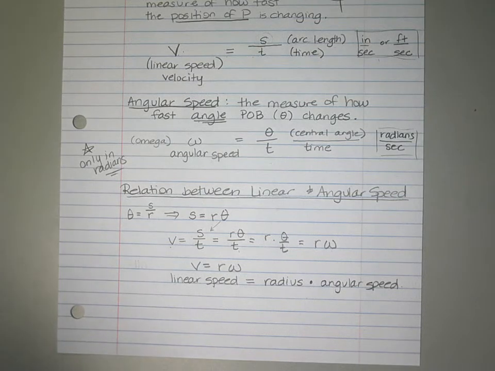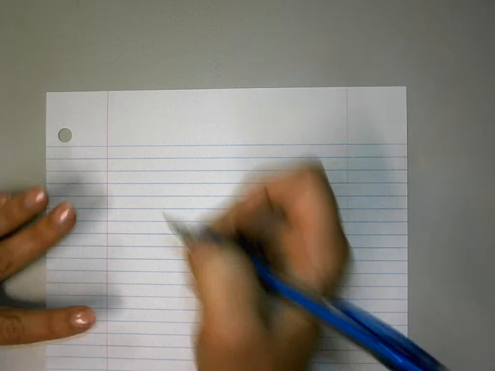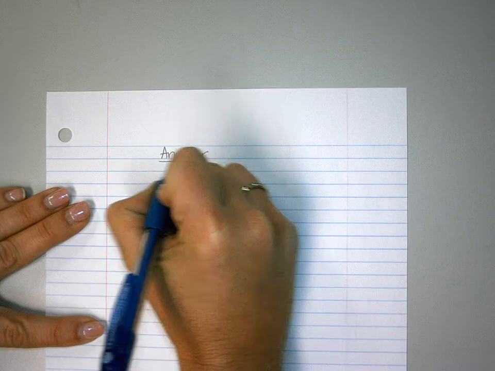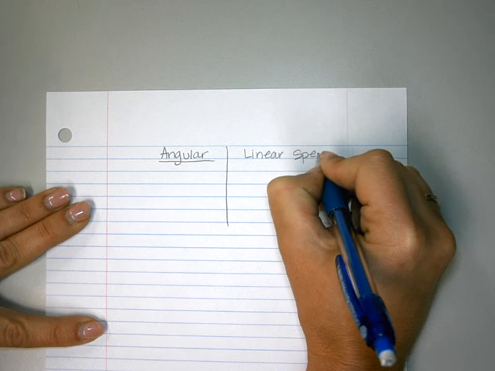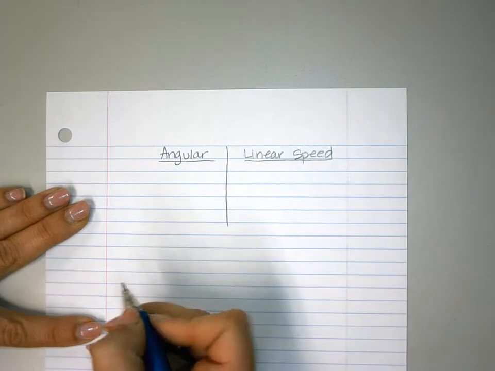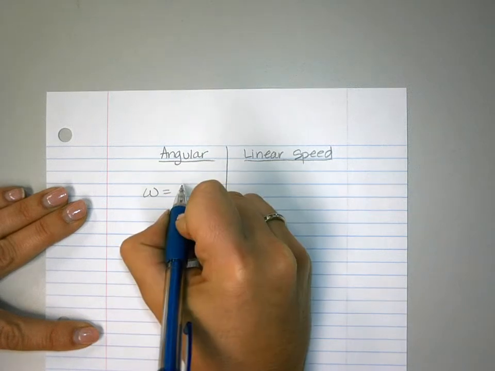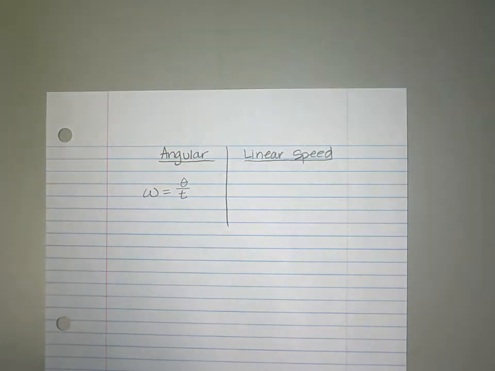So let's summarize this all. I'm going to turn the page, and I want us to summarize all of our new formulas. So we have angular speed and our linear speed. Our angular speed, once again, is omega. It is equal to radians per second, radians per time. It's the rate at which the angle is changing per time. That's how fast our angle is changing.